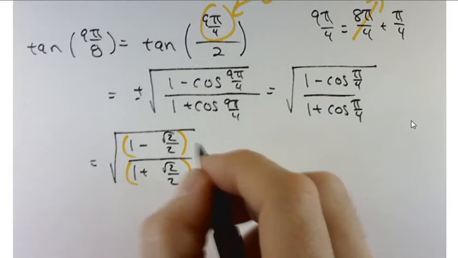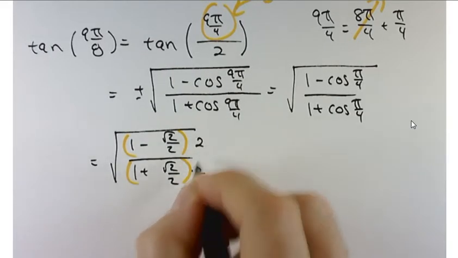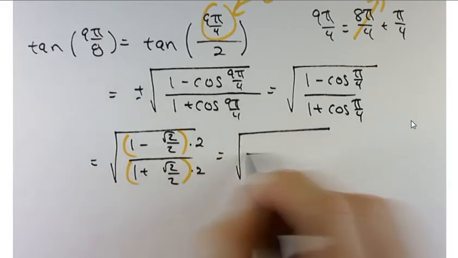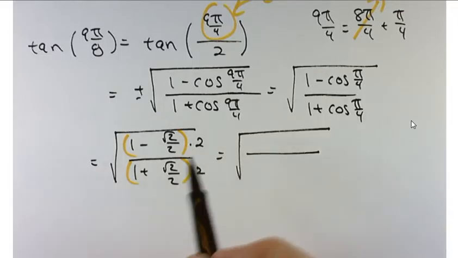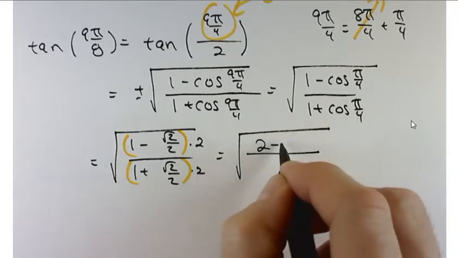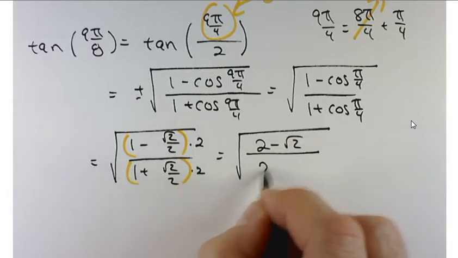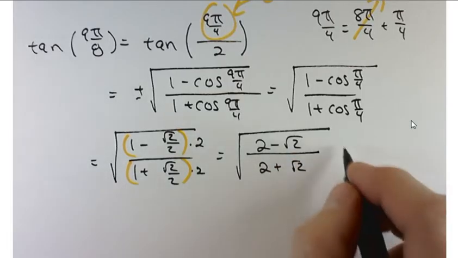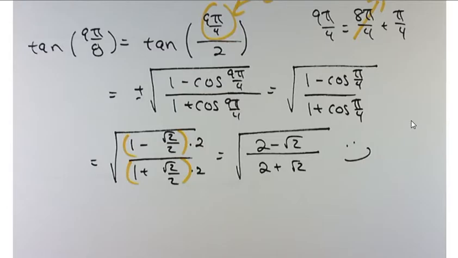Good. So 2 over 2. Now that 2 has to distribute itself to both terms here. Hans, what would that give us if I distribute the 2? Perfect. 2 minus the square root of 2 over 2 plus the square root of 2. If you get here, I'll be quite happy. It does actually go a fair amount farther, but let's just leave it here for the moment.